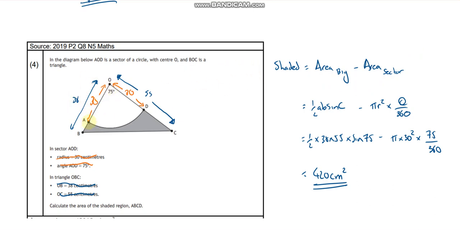So, like I said before, with the context, it's about identifying what the question is asking you to do. So when you see a sector, think about working out the area of a sector. When you see a non-right angled triangle, you're using your half AB sine C. So that's a different topic. We'll cover that later on, actually.